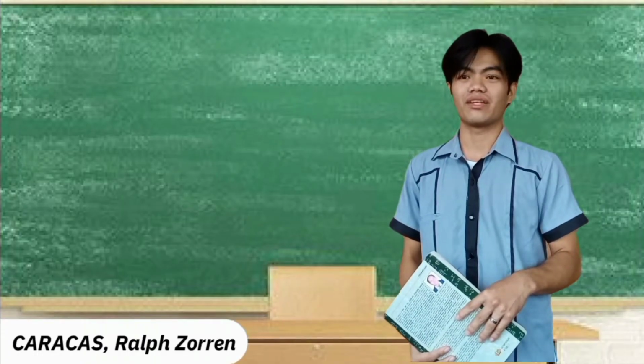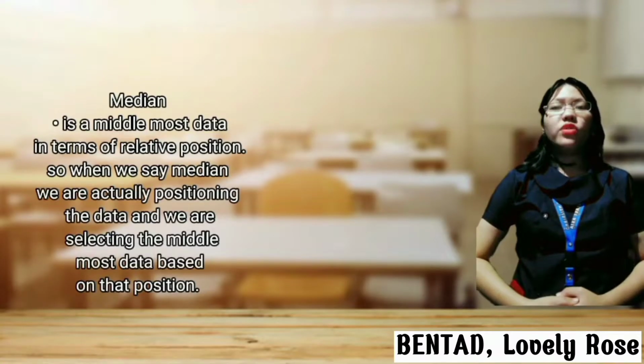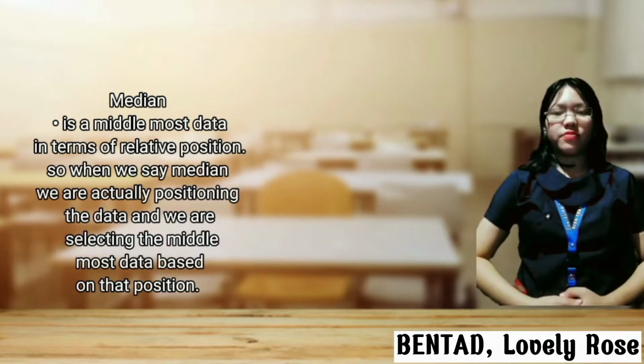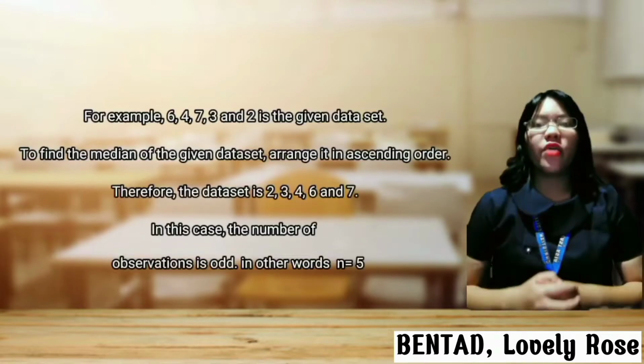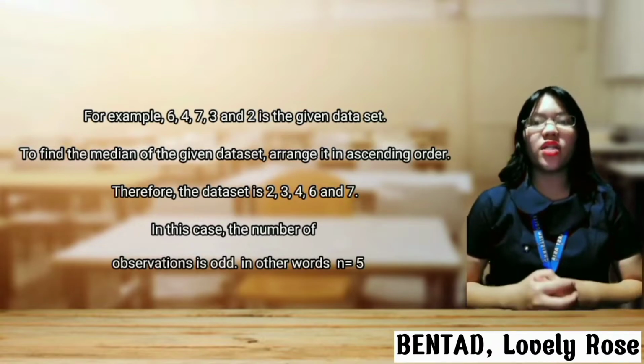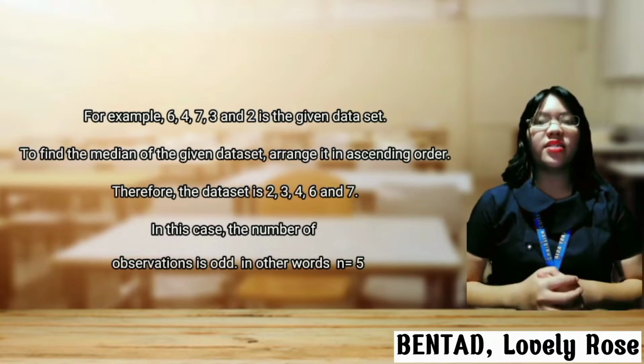May I, sir? Yes, Miss Bentad? Median is the middlemost data in terms of relative position. So when we say median, we are positioning the data and selecting the middlemost data based on that position. While finding the median of ungrouped data, first arrange the given data in ascending order and then find the median value. For example, 6, 4, 7, 3, and 2 is the given data set. To find the median of the given data set, arrange it in ascending order. Therefore, the data set is 2, 3, 4, 6, and 7.